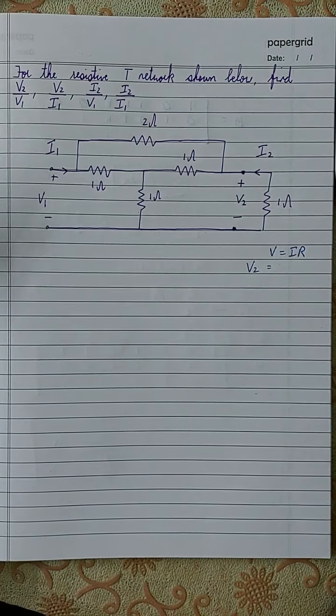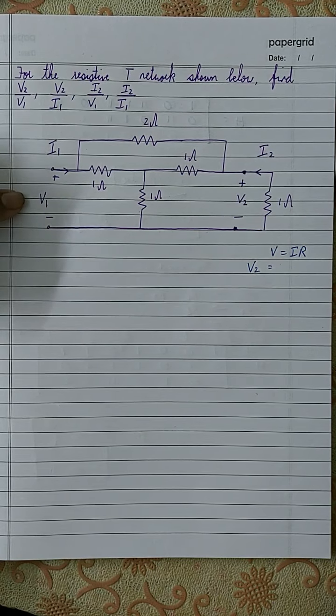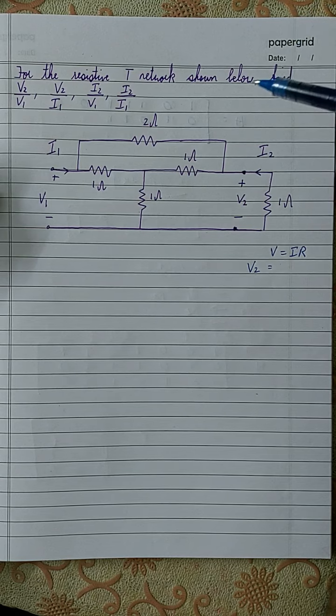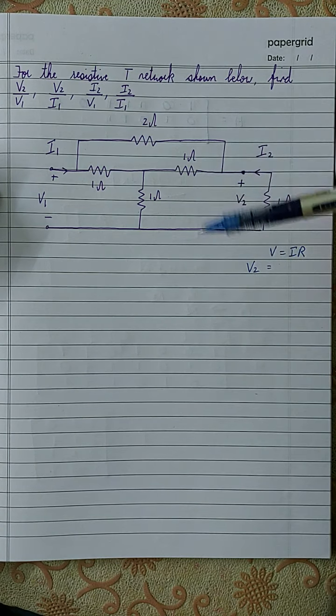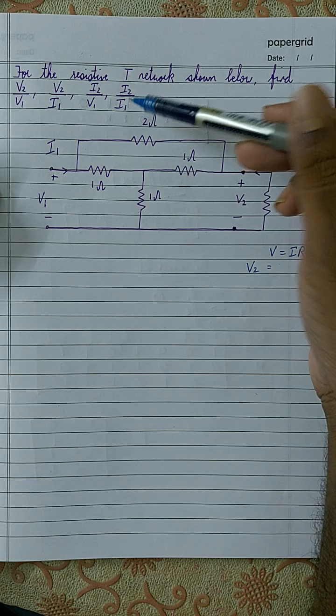Everyone. So next we'll do this problem. Here the question is, for the resistive T network shown below, find V2 by V1, V2 by I1, I2 by V1 and I2 by I1.